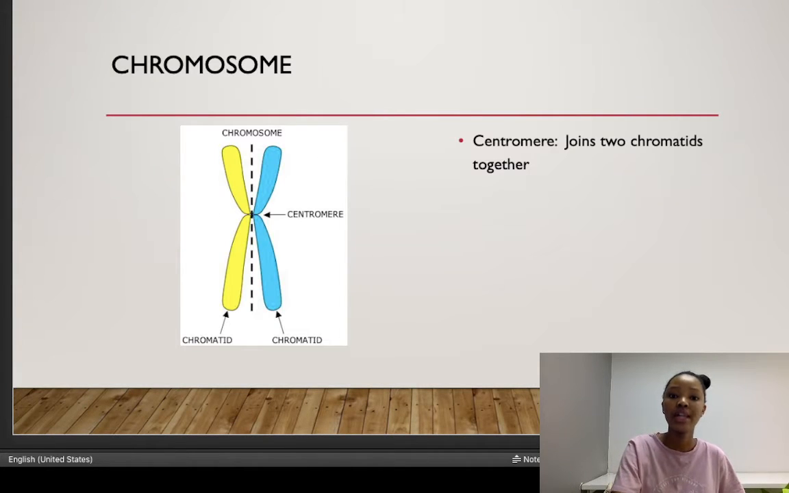So we're going to look at the diagram of the chromosome. It is very, very important for you to know the structure of the chromosome, be able to draw it, and also be able to label it.